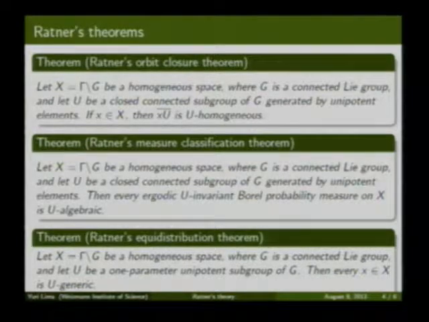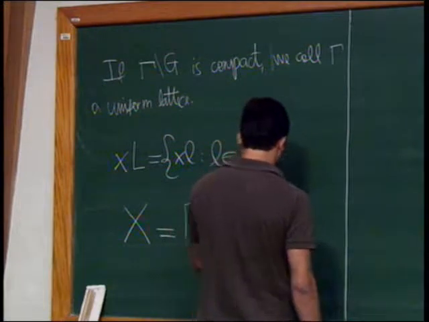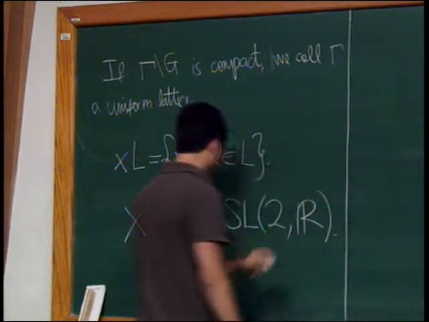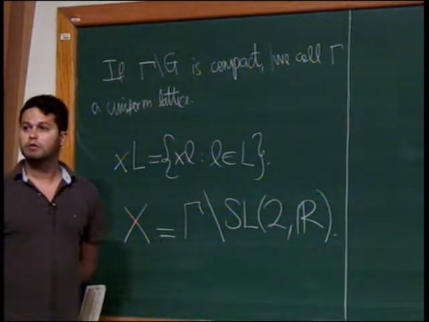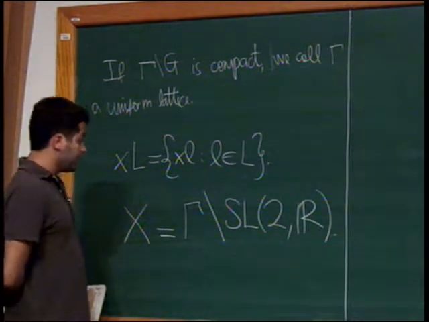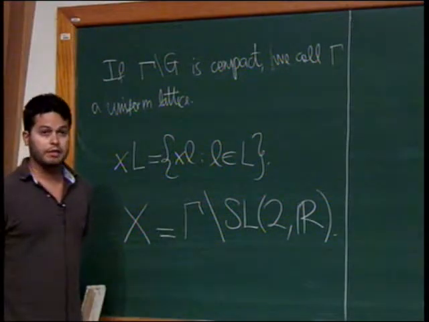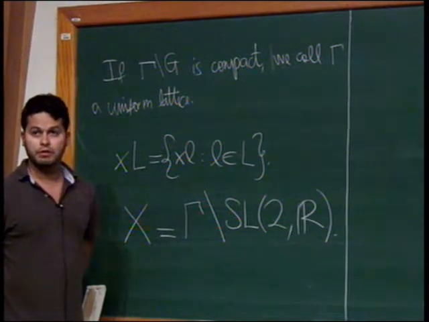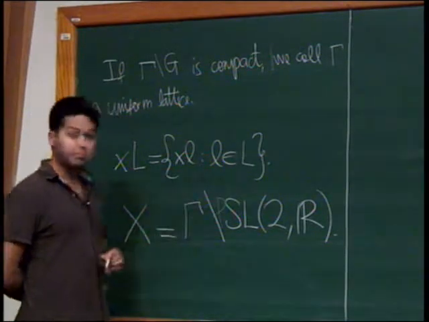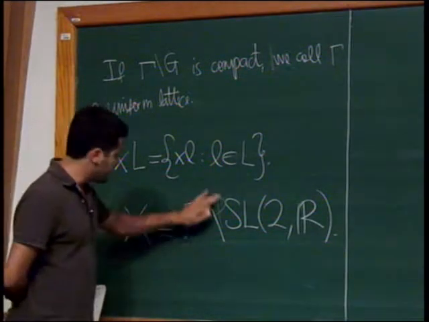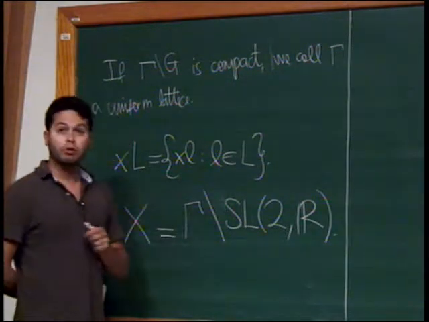So in other words, we are considering a special kind of homogeneous spaces, which is this, SL2R mod gamma, where gamma is a lattice of SL2R. You remember that actually this is not the unit tangent bundle of a hyperbolic surface. If you want the unit tangent bundle of a hyperbolic surface, you should put the P over here. But I claim that there is no difference between putting the P or not.